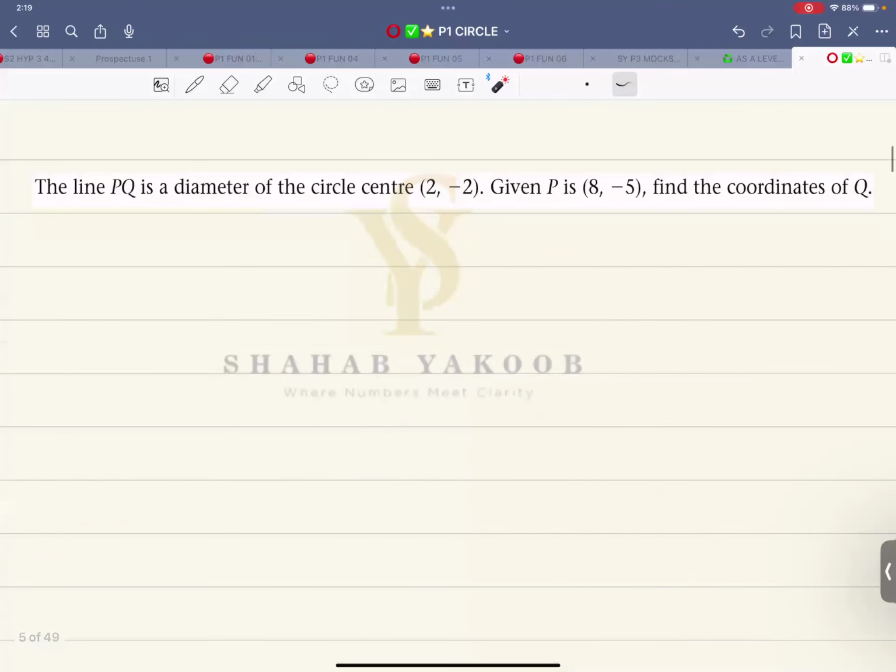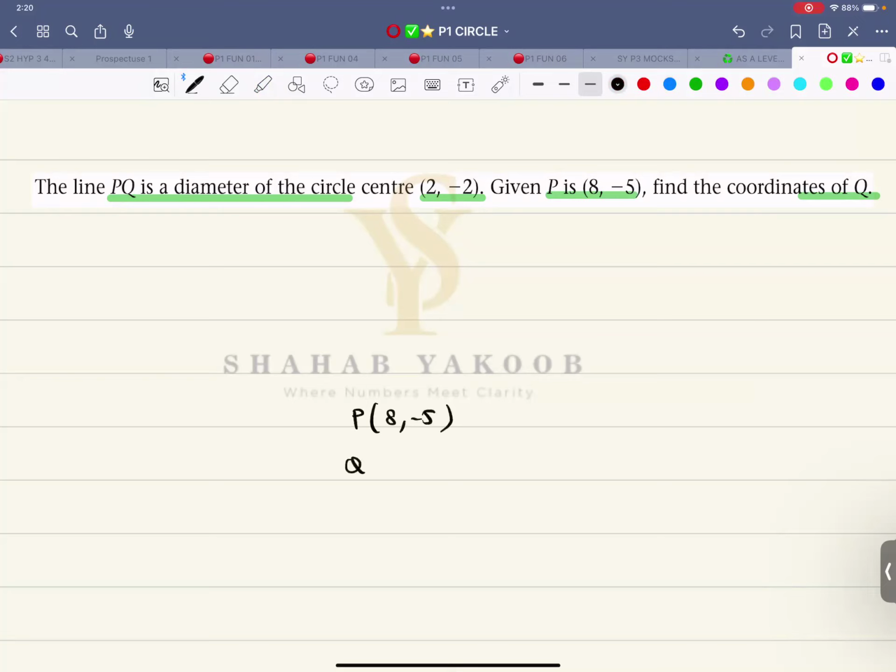Let's move on. The next thing, the line PQ is the diameter of a circle. Now the center is given. P is (8, -5). Find the coordinates of Q. Another basic question. P is (8, -5). Q is (x, y). And the midpoint is the center of the circle. That is the midpoint of P and Q. That is the center. So the coordinate of center is (2, -2).